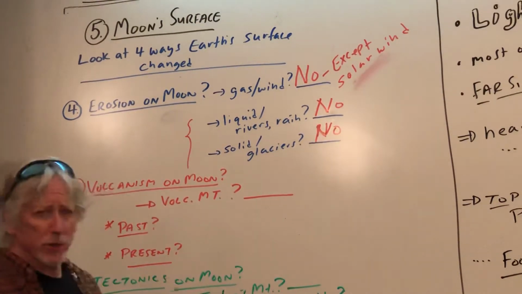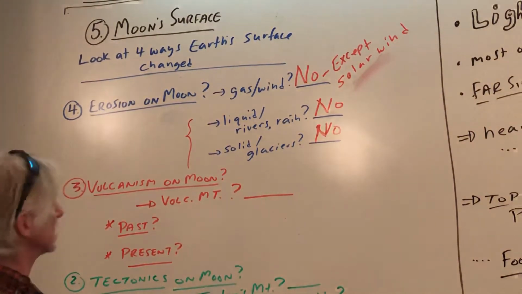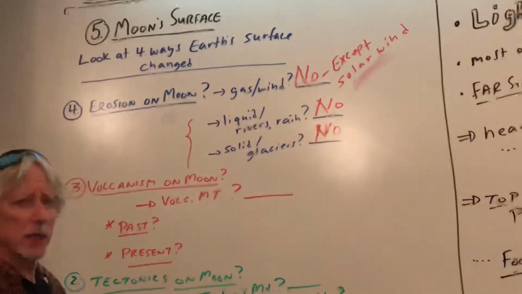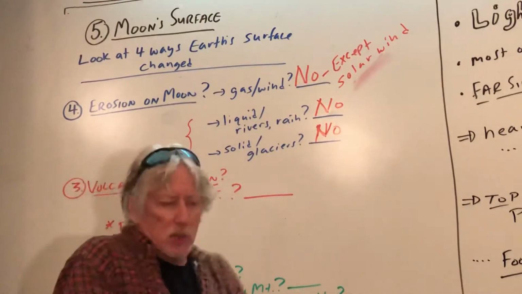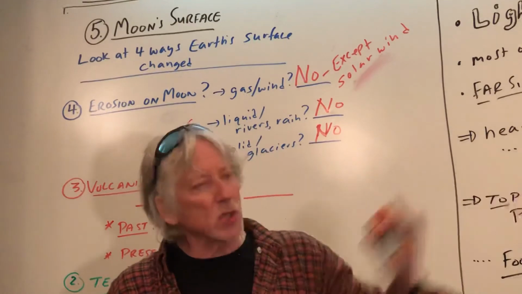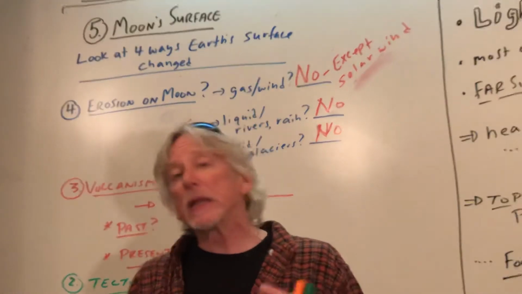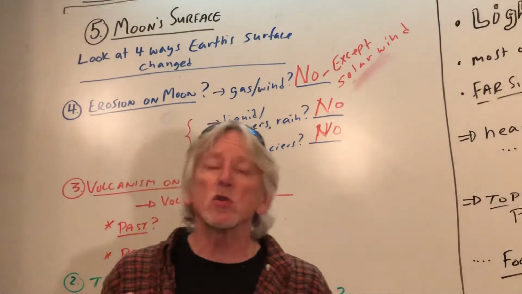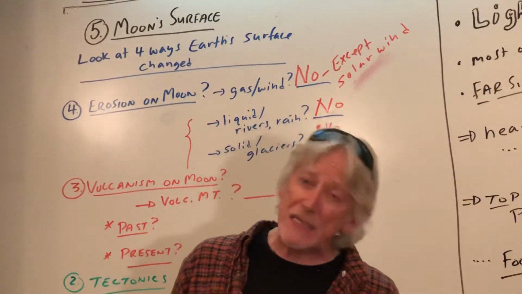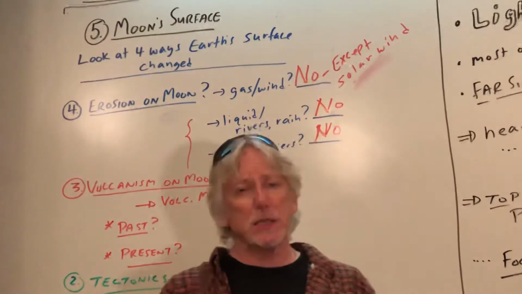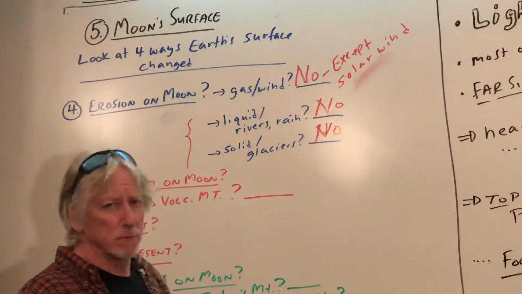Now, what about water? Let's talk about water. Liquid, rain, etc. You don't see oceans. So those dark areas that you just saw, they look like oceans. In fact, the name is Latin for seas. They look like seas, but they aren't. Okay?